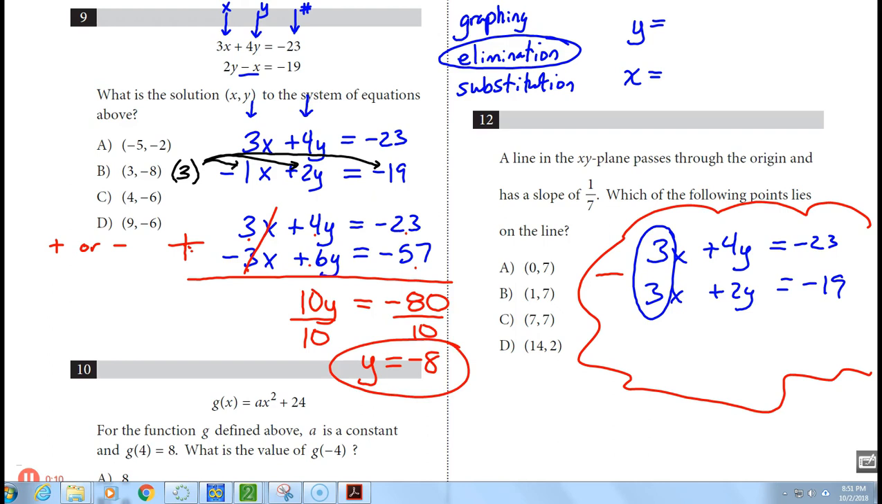Now, I look at my answer choices here. These are the x's, these are the y's.